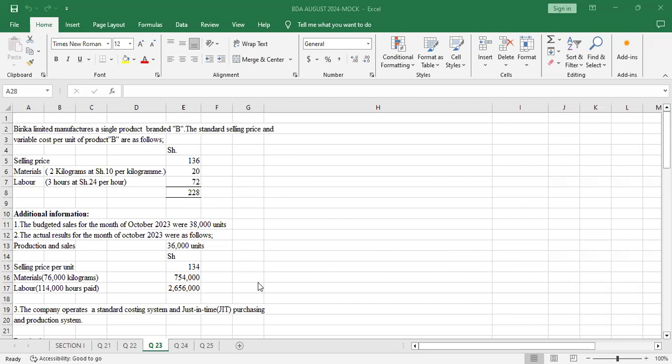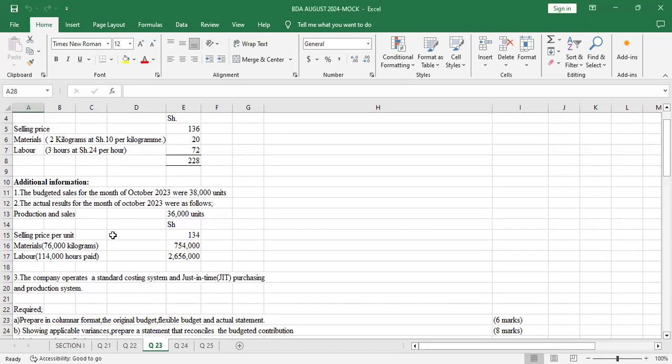So today I'll do question 23 and I'll read the question straight away. Birika Limited manufactures a single product branded B. The standard selling price and variable cost per unit of product B are as follows. We have the selling price, you have materials, you have labor, a total of 228. Then additional information, number one, the budgeted sales for the month of October 2023 were 38,000 units. Allow me to write it here. 38,000 units.